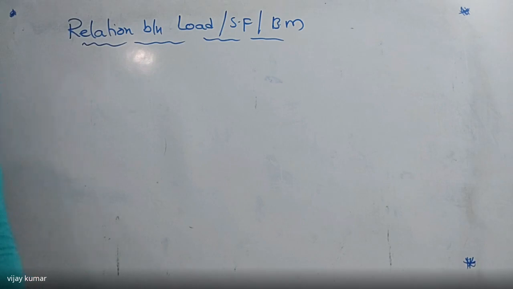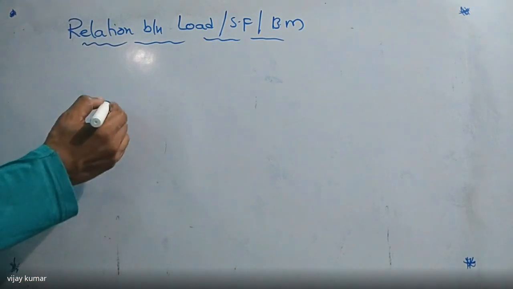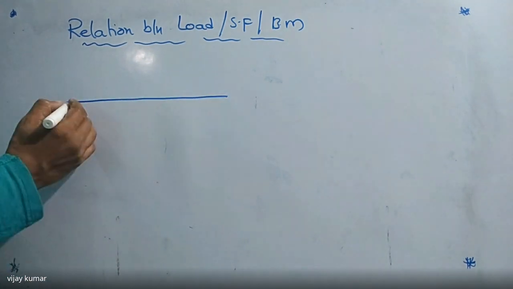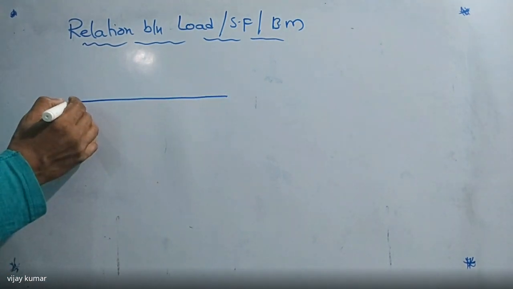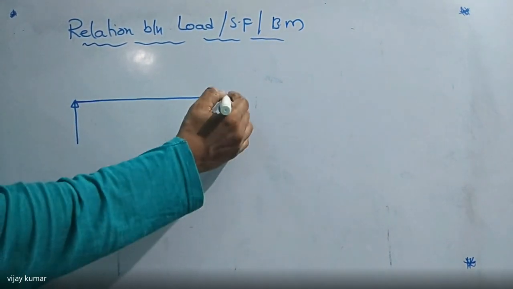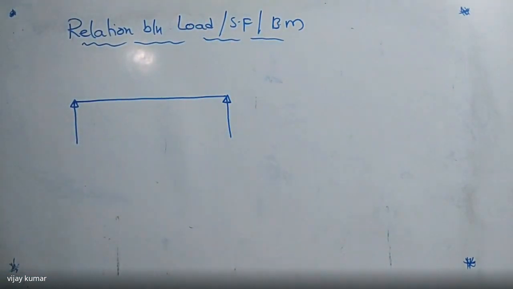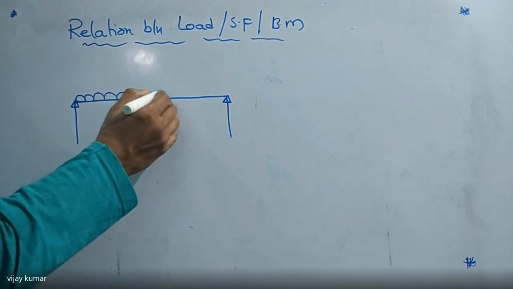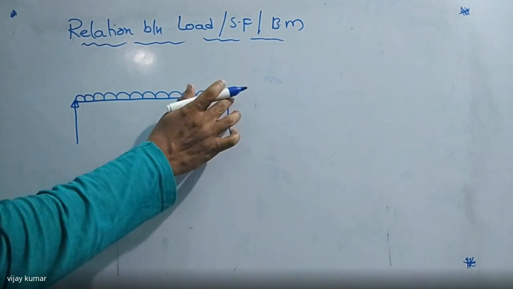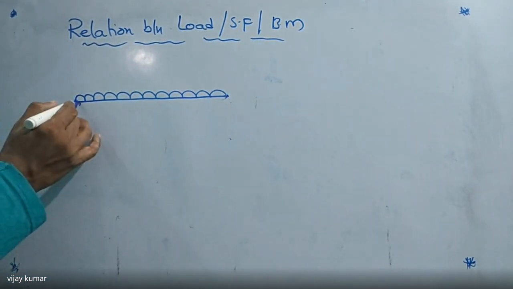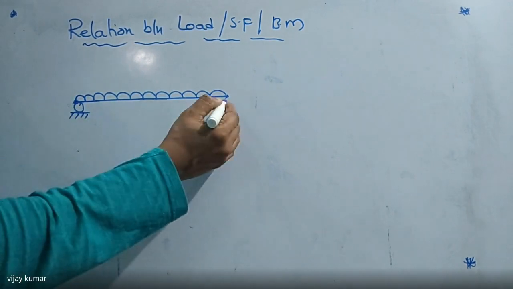Okay, so for that, I'm going to take a simple example. I'm taking one beam here. This is a simply supported beam. We are having one reaction here. We are having another reaction here. So on this beam, I'm going to take a uniformly distributed load. So I can indicate like this. See this one. This is the beam.